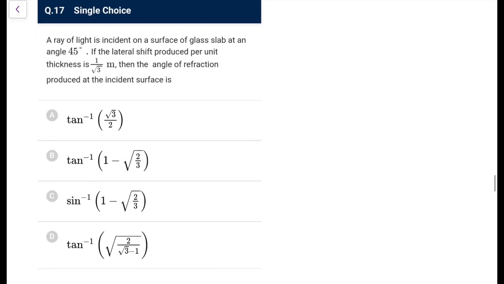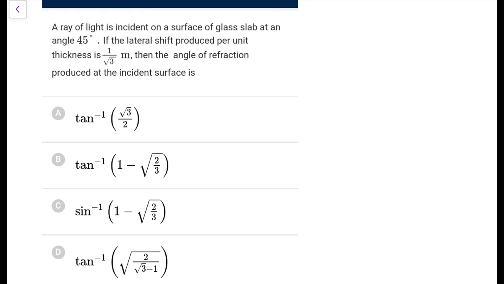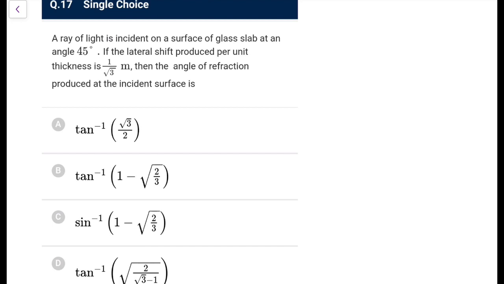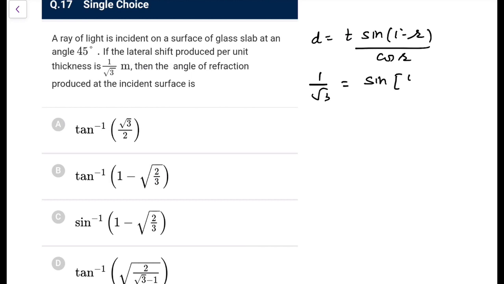Next one. Ray of light incident on a surface of glass slab at an angle of 45 degrees. If the lateral shift produced per unit thickness is 1 by root 3, then the angle of refraction produced at the refractive surface is, so you remember this lateral shift, the formula we know is T sine of (I minus R) upon cos of R. Now what we say, the lateral shift produced per unit thickness, T is 1 by root 3. So 1 by root 3 is sine of (45 minus R) upon cos of R. That is what you are getting. So you have to find the angle of refraction in this particular case.